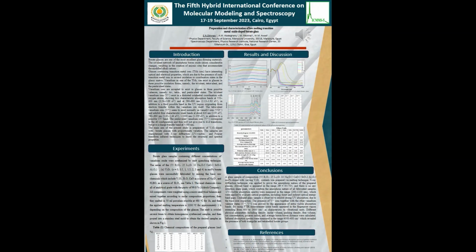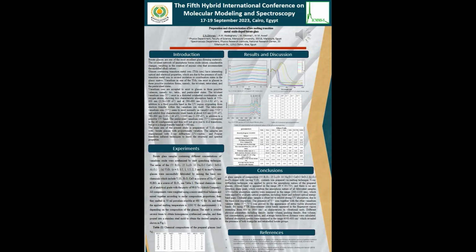X-ray diffraction technique was applied to prove the amorphous nature of the prepared glasses. A broad band appeared, and there is no detectable sharp peak, which confirmed the amorphous nature of all fabricated samples. UV visible absorption spectra were measured in the range 200 to 1100 nanometers, which were applied to evaluate optical properties, including direct and indirect optical energy band gaps. Undoped glass sample is observed to exhibit strong UV absorption due to the trace iron impurities.